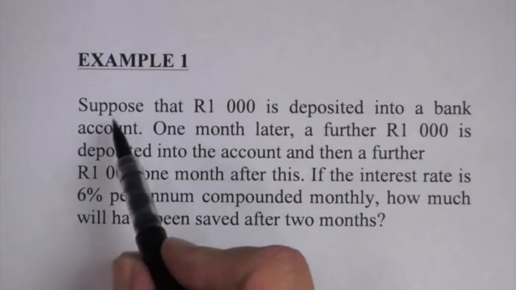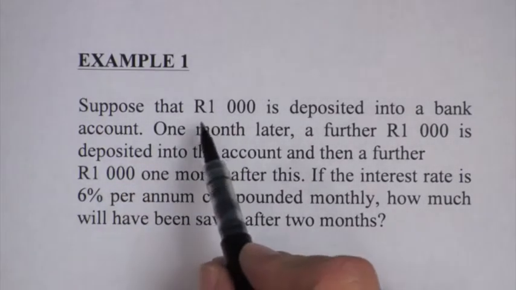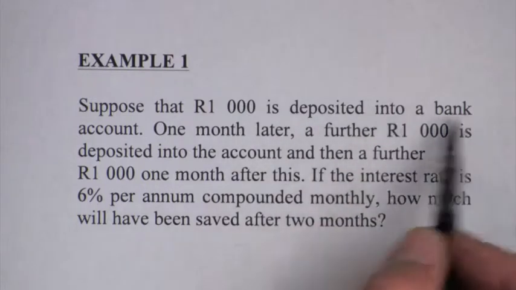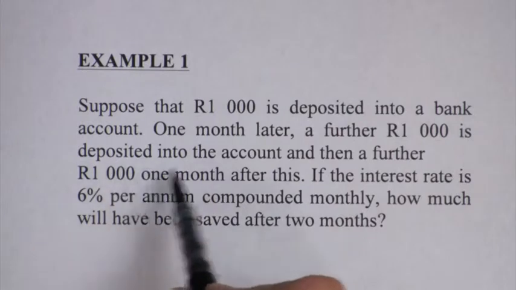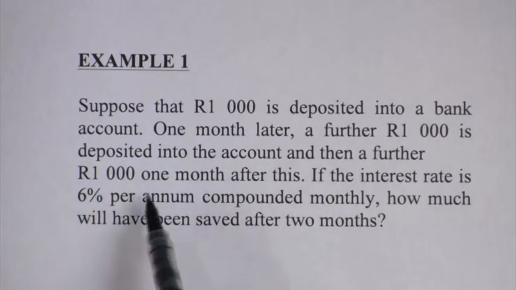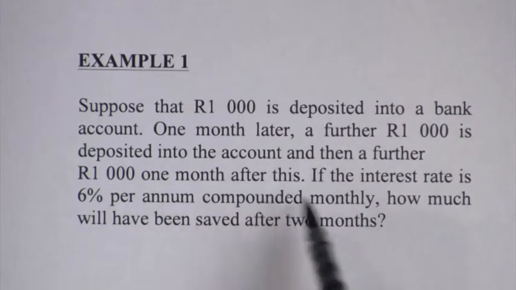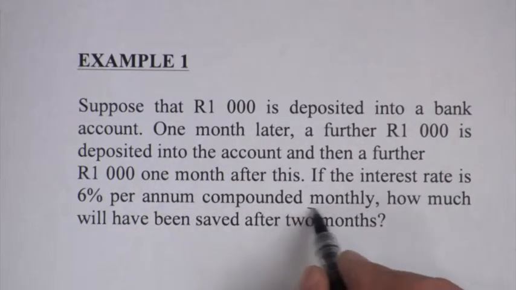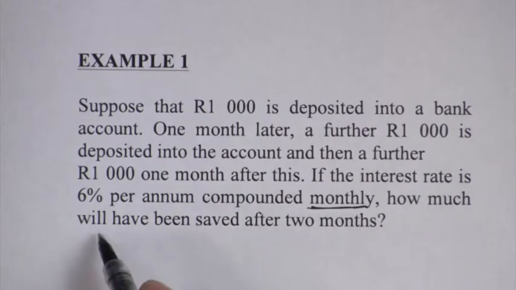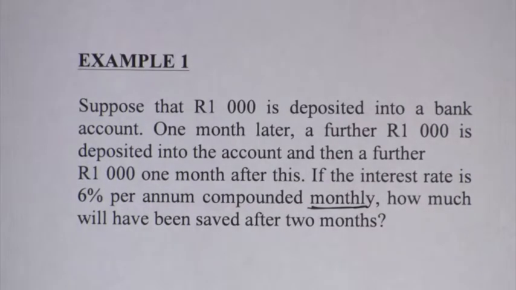In this example, I say, suppose that 1,000 rand is deposited into a bank account. One month later, a further 1,000 is deposited into the account, and then a further 1,000 one month after this. If the interest rate is 6% per annum compounded monthly, how much will have been saved after the 2 months?